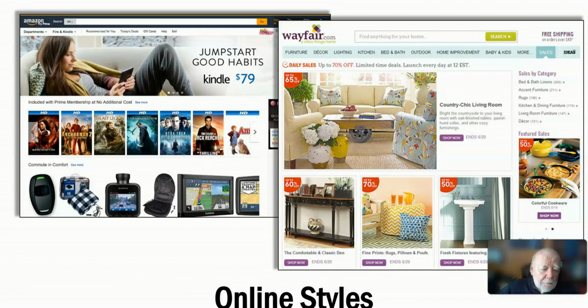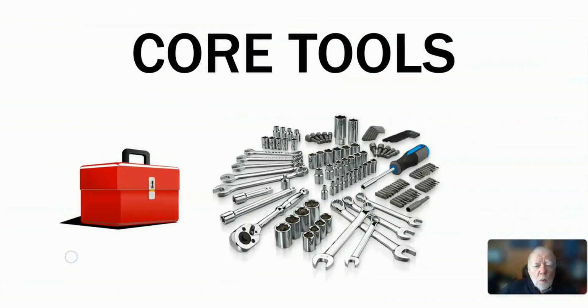Now, how about tools? If you're going to have a business online, what core tools should you be using to be successful online? And there are hundreds and hundreds of tools. I'm just looking at some of the core tools, some of the basic tools that you need to promote your business online, and which are, dare I say, almost mandatory to have if you want to be successful online.